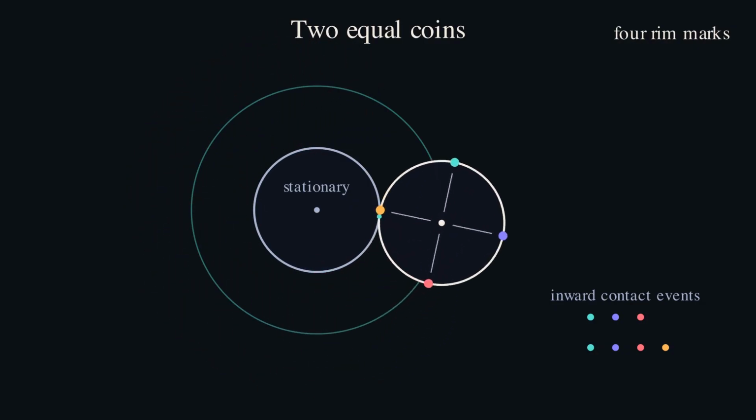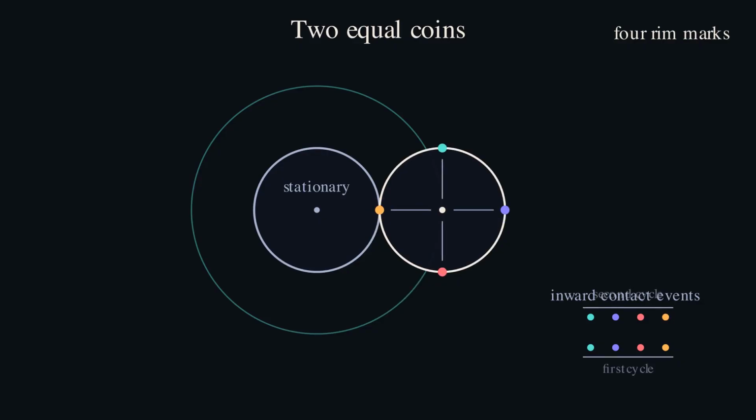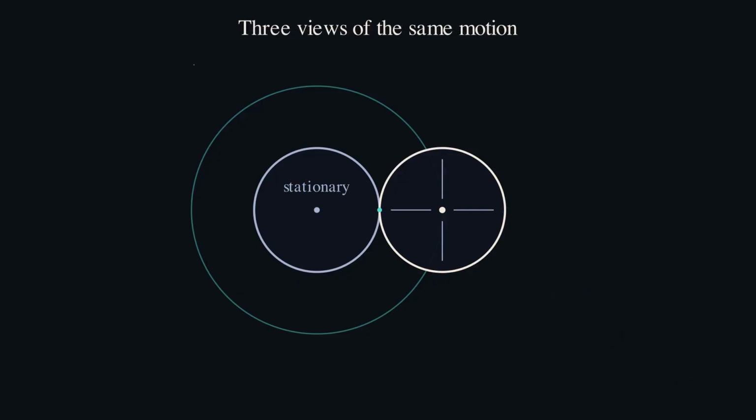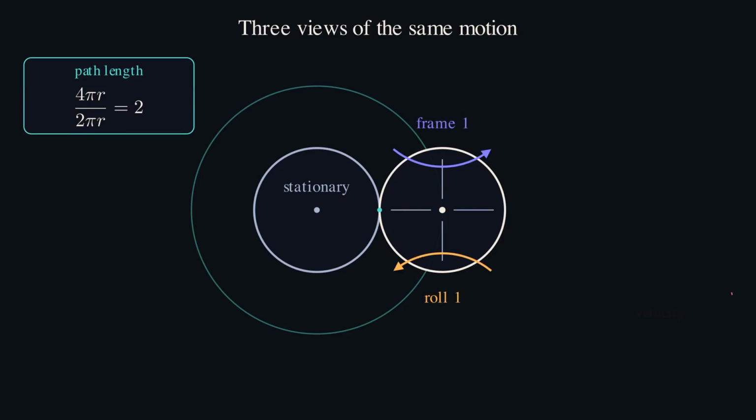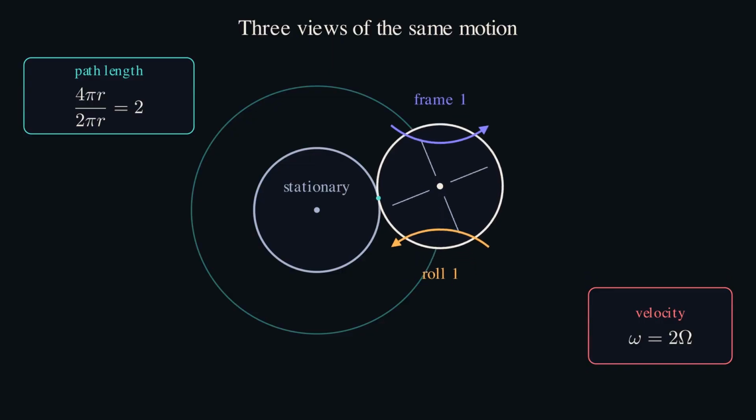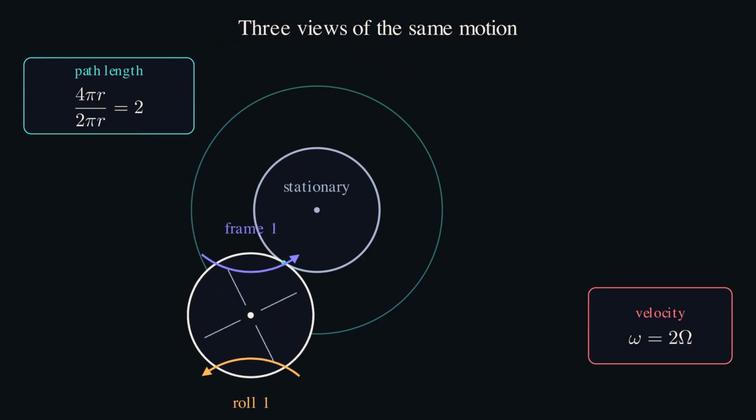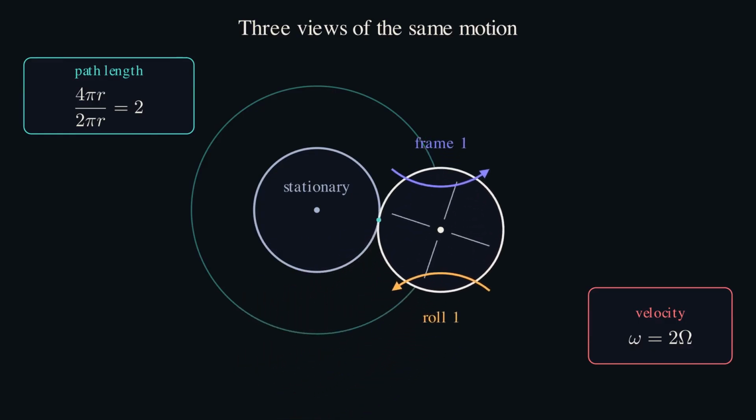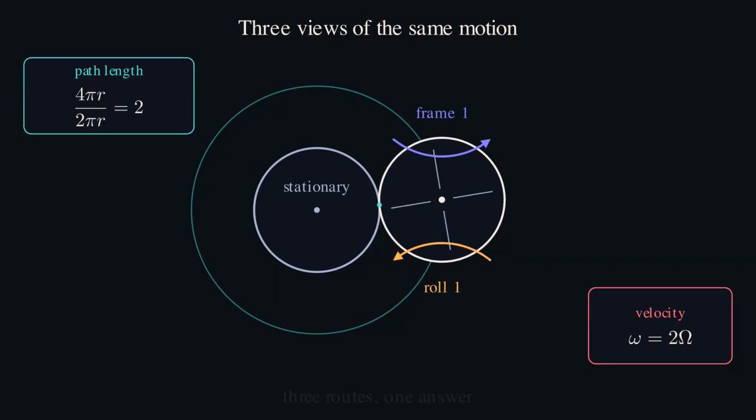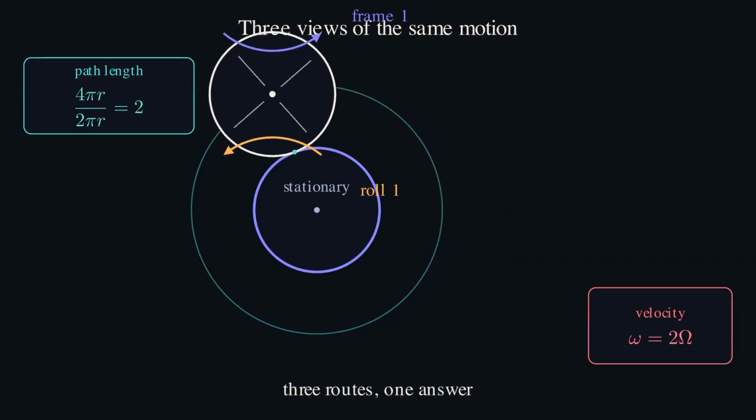For equal coins outside each other, the center travels around a circle twice the coin's radius, and the local tangent turns once along the way. Those are the same facts seen globally and locally. Path length says 4 pi r divided by 2 pi r. The rotating frame picture says 1 turn from following the circle plus 1 from rolling. The velocity picture says the rim must move twice as fast angularly as the center line. 3 routes, same stubborn answer.